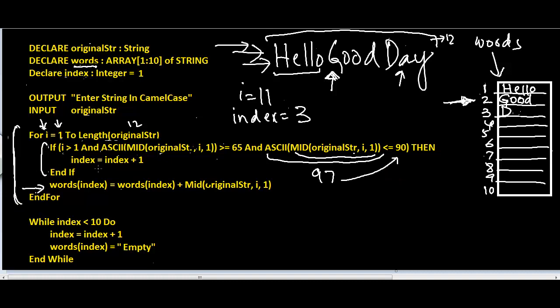So we come to this instruction, and this effectively becomes words of 3 equals words of 3 plus the 11th character that is going to be returned by this mid function, which is lowercase a, plus whatever is already in words of 3, and what is already in words of 3 is the capital letter D. So these two are going to be joined together, and this new string value is now going to be saved in words of 3. So words of 3 now becomes DA. Let me rewrite that.